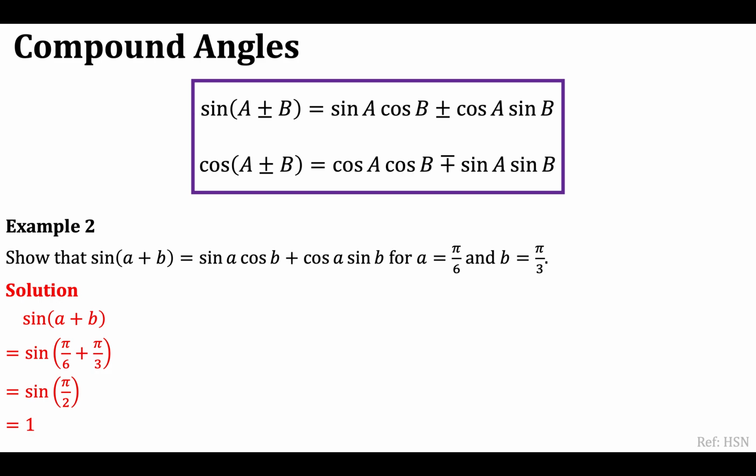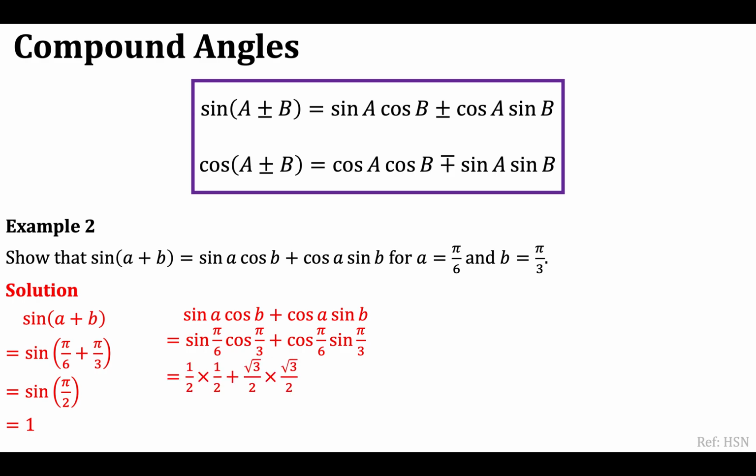If we now take the right hand side of the equation, we've got sine a cos b plus cos a sine b, and we substitute in the appropriate angles for a and b. So we'll have sine of pi over 6 multiplied by cos of pi over 3 plus cos of pi over 6 multiplied by sine of pi over 3. And we can use all of our exact values here. Sine of pi over 6 is a half, cos of pi over 3 is a half, cos of pi over 6 is root 3 over 2, sine of pi over 3 is root 3 over 2. So carrying out the multiplication firstly, we get 1/4 plus 3/4, and then carrying out the addition, we get 1.